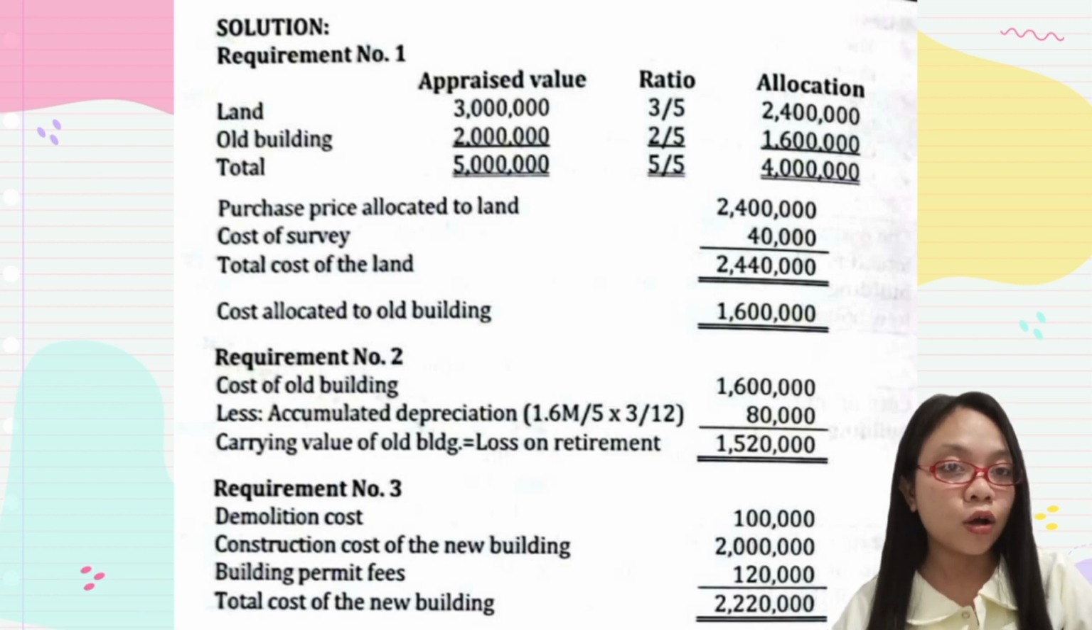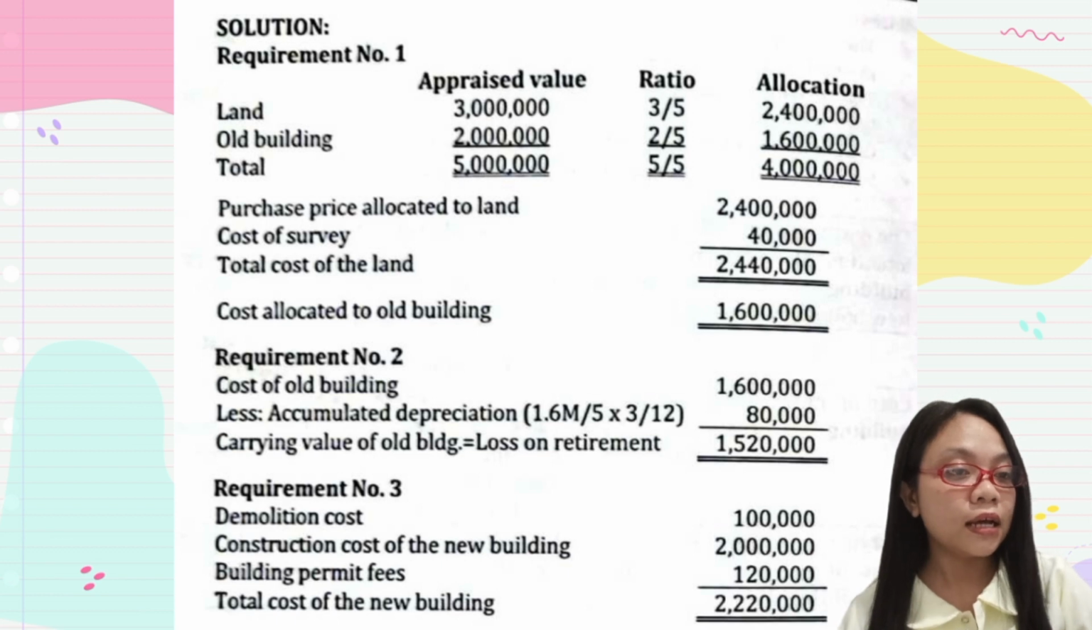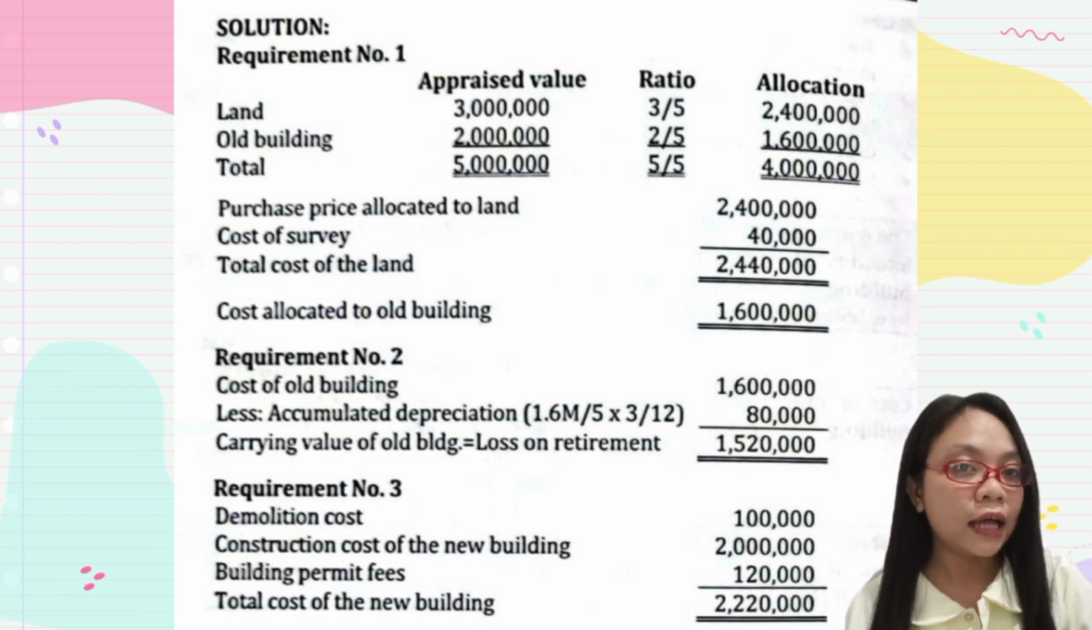So, add the cost that is capitalized as part of the cost of the land. So, the amount is 40,000. And the total cost of the land is 2,440,000. In allocating the cost to the building, the total cost allocated to building is 1,600,000 and there is no additional cost allocated to the old building.